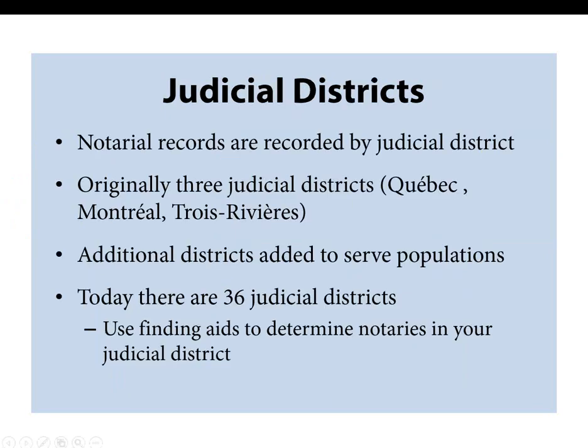This is unique to Quebec, that notarial records are recorded by judicial district. They're not recorded by town or by county, but by judicial district. Originally there were only 3 judicial districts, Quebec, Montreal, and Trois-Rivières. And as the population in Quebec grew, more districts were added to serve all the different populations. And today there are 36 judicial districts. We'll go over some examples of this later, but we use finding aids to determine the notaries that serve the judicial district where your ancestor was living.